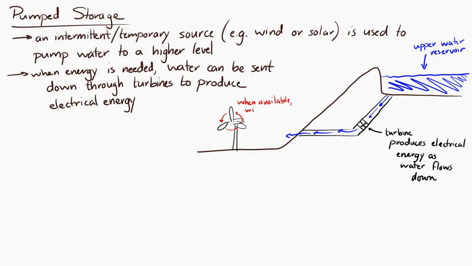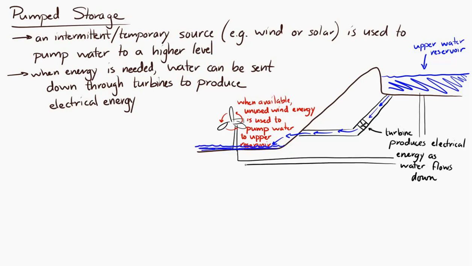Then what you can do is with that extra energy, you can use that to pump water to a higher level, to this upper reservoir that I've drawn here. And then, later on, when the wind is not as strong, you can allow some of that water to flow downhill through a turbine, and that will produce electrical energy that's not coming from your turbines that day.